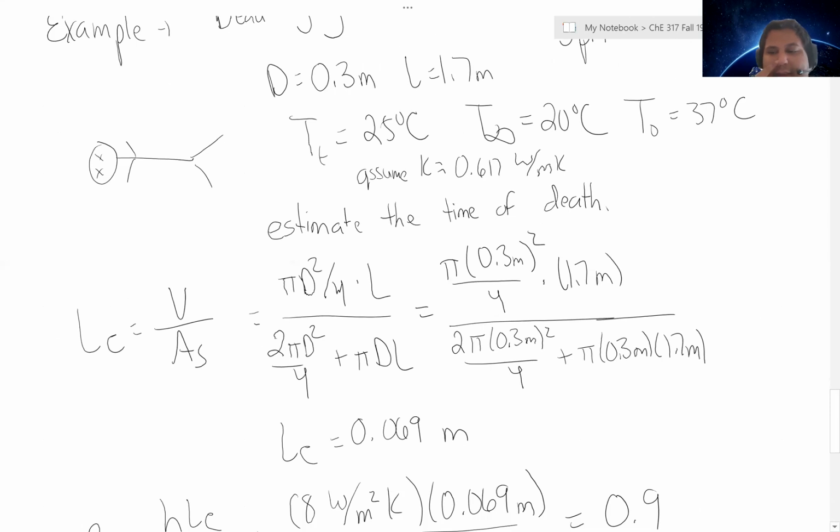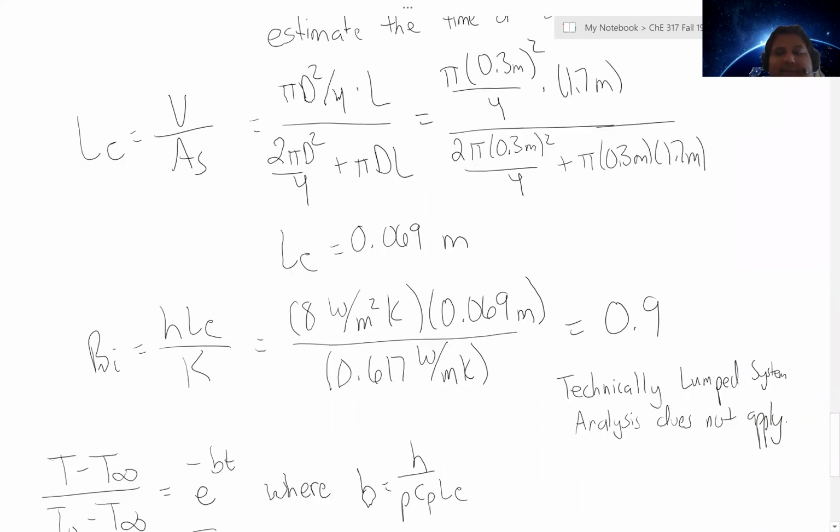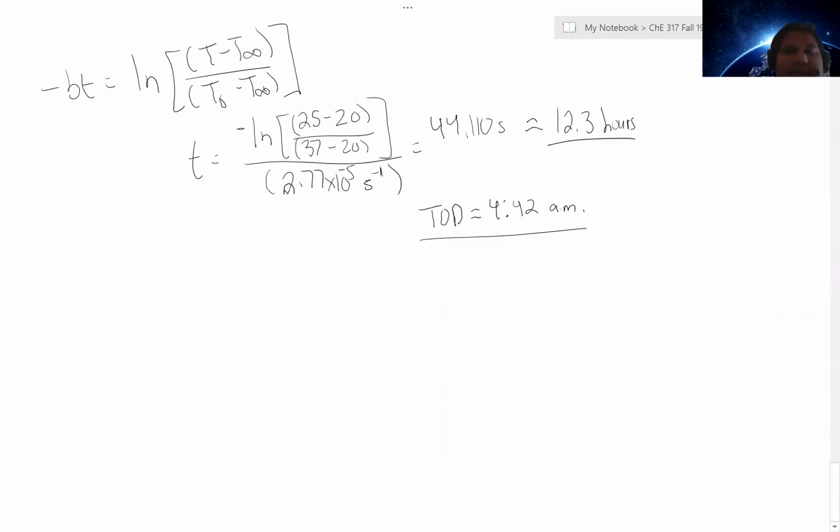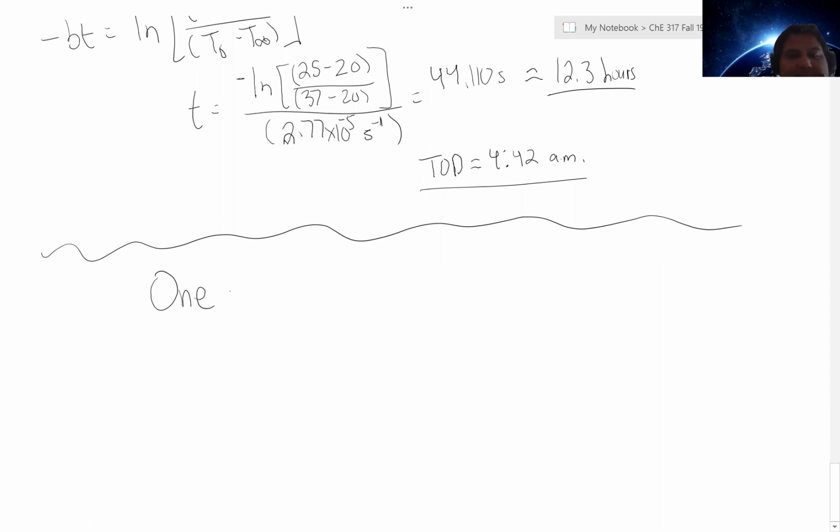Any questions on LCA? All right, if not, let me at least introduce the next method of approximation that we can use, which is known as one-dimensional transient conduction.